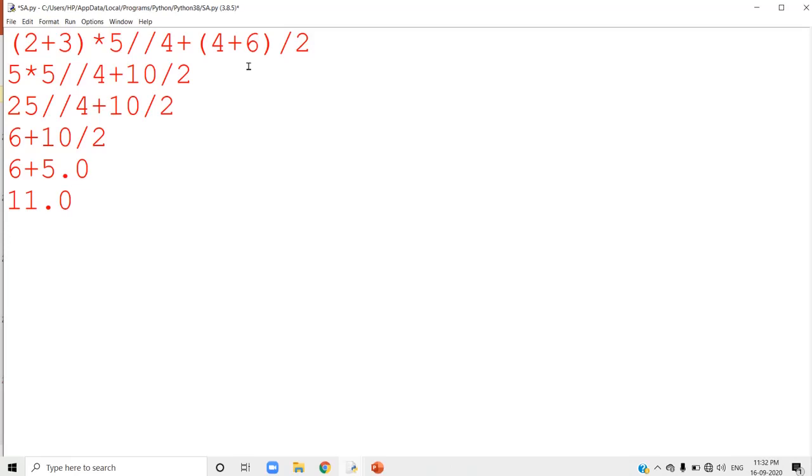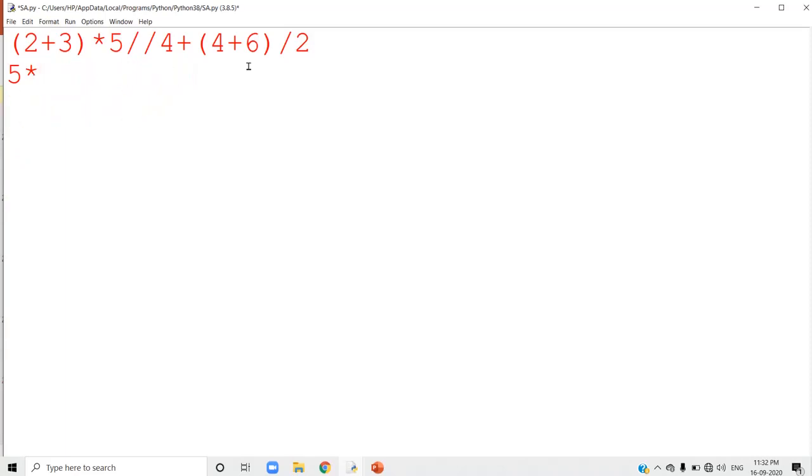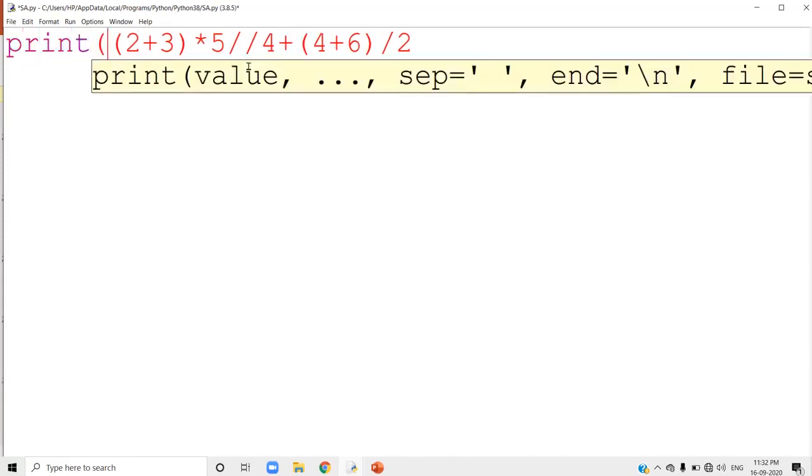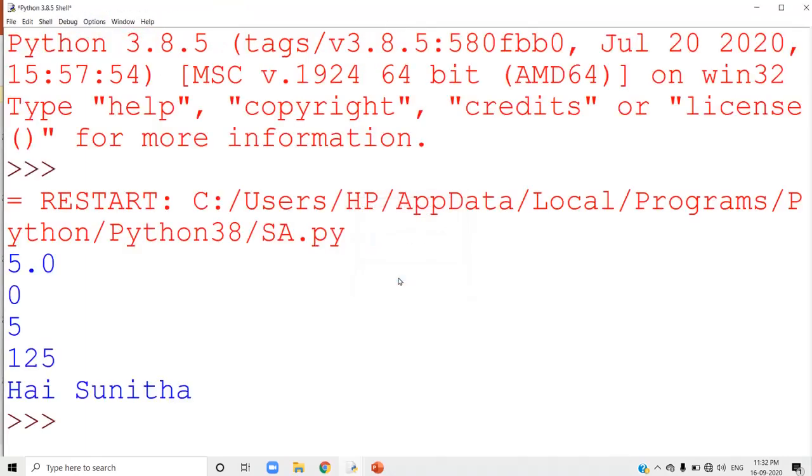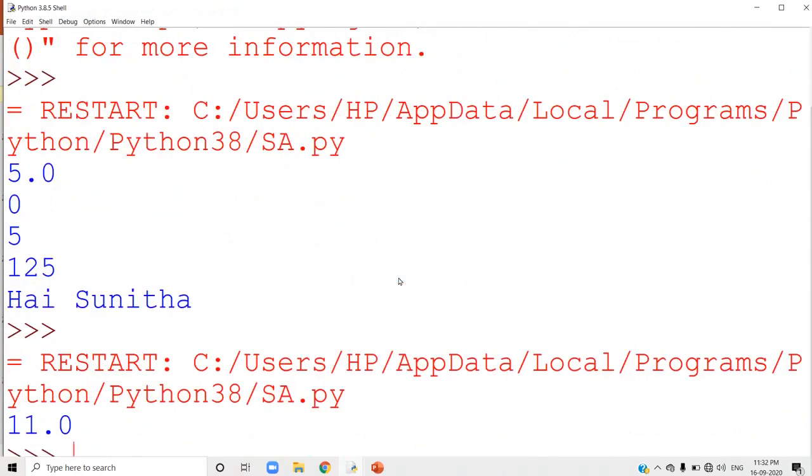So find out this way. Try out each operation separately, write down the steps, and find the answer. Now I got the answer as 11.0. Now I want to check whether it is correct or wrong. For that I am going to use the print statement here. Print, and at the end just close the bracket. Don't forget to close the bracket; the print bracket must be opened and it must be closed. Check whether the answer you got is right or wrong. Yes, it is right.